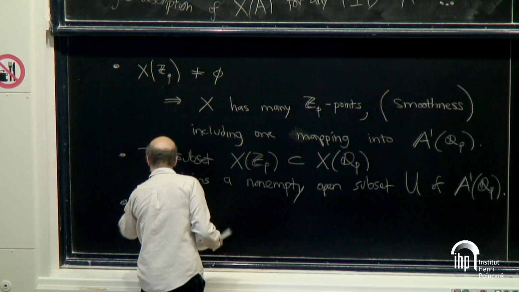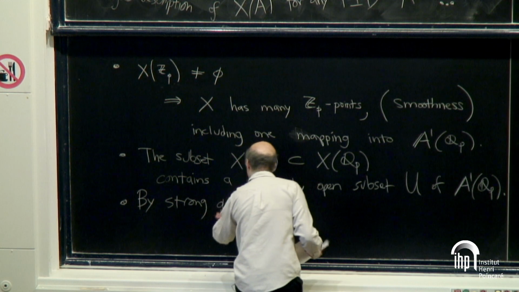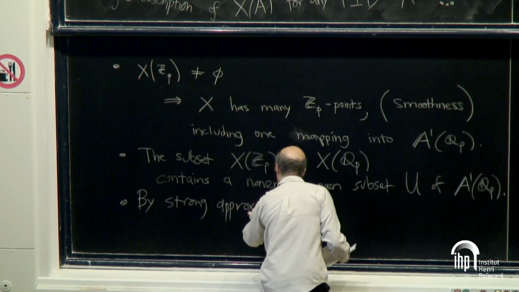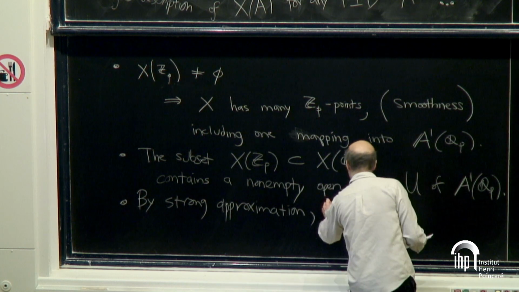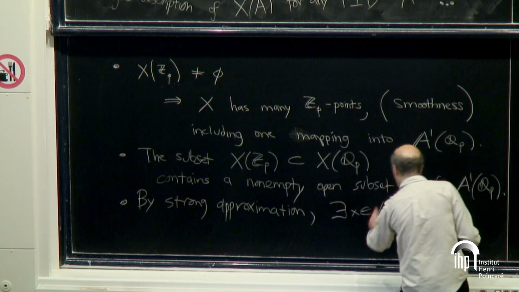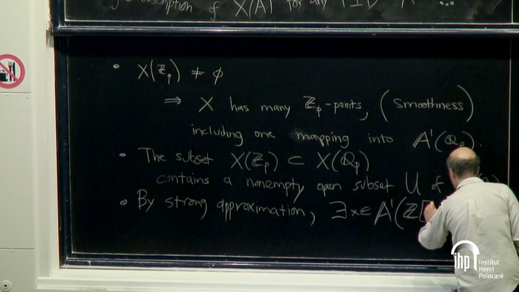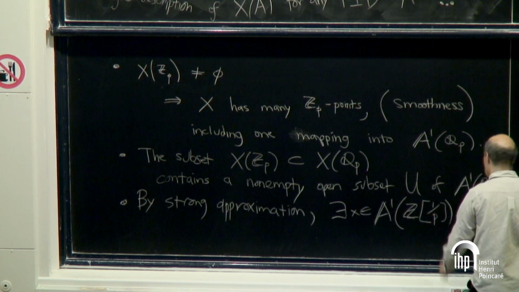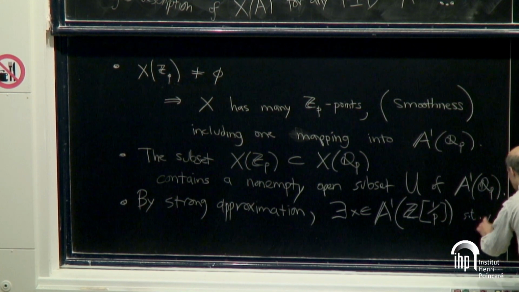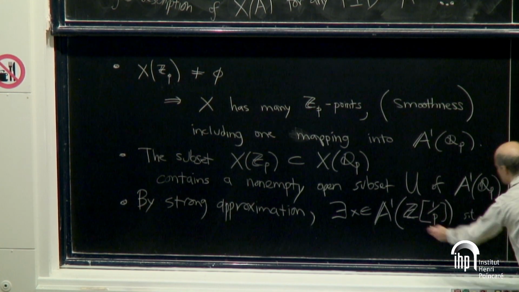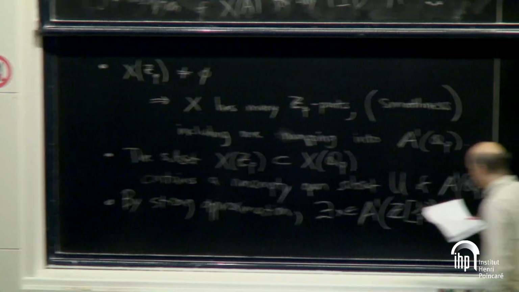And then by strong approximation, you can find a point in this copy of A1 that's defined over Z adjoin 1 over NP that also lies in this, that satisfies this p-adic condition as well. I mean, these are conditions, that's a condition at all the primes away from P. Then you have this one p-adic condition at P.